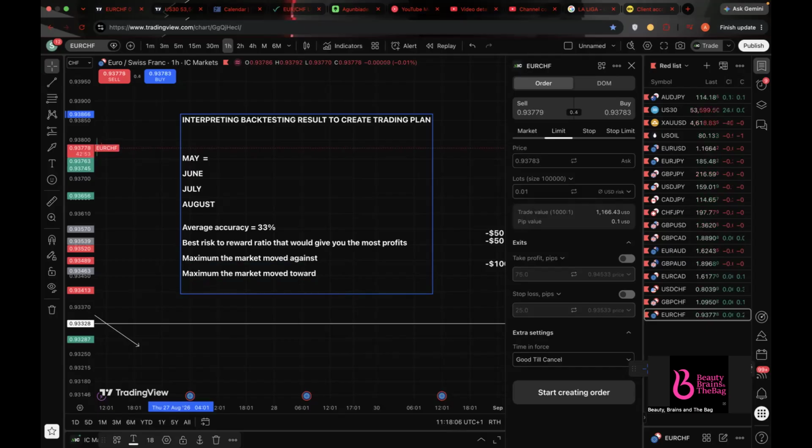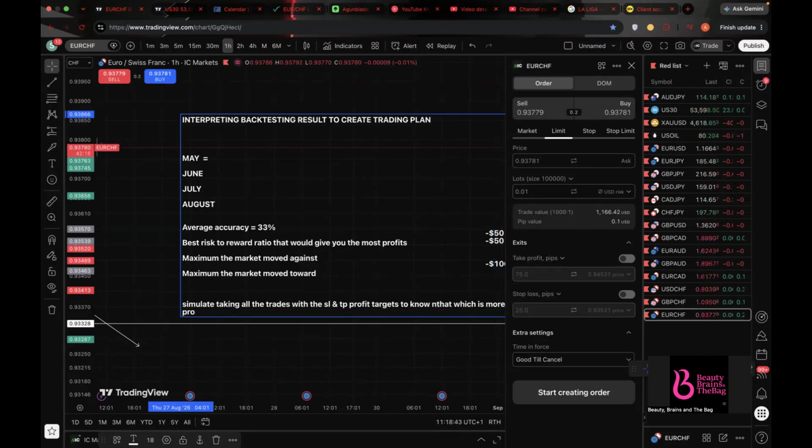What CP can I use? And if you get a particular thing which you want to use, and you have another one which you feel like maybe better, you don't know. Simulate. It is called simulation. Simulate picking all the trades with the SL and TP profit targets to know which is more profitable.